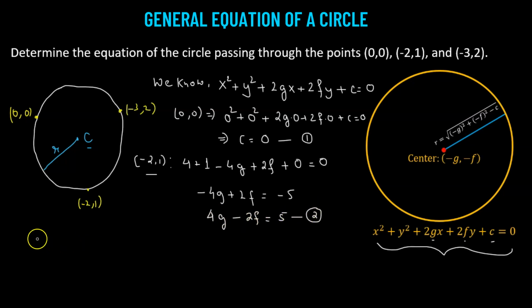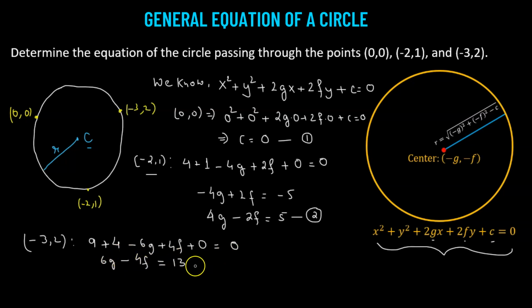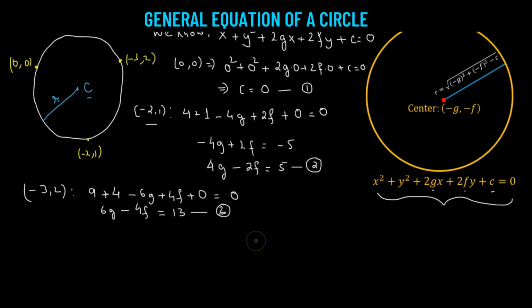And coming to the third point, which is (-3, 2). This is also going to satisfy the equation of the circle. So we have (-3) squared, that's 9, added to 2 squared, that's 4, minus 6g plus 4f plus c, where the c value is 0, equals 0. So rearranging the terms, we get 6g minus 4f equals 13. So this is going to be equation number 3. Now our goal will be to find out the values of g and f.